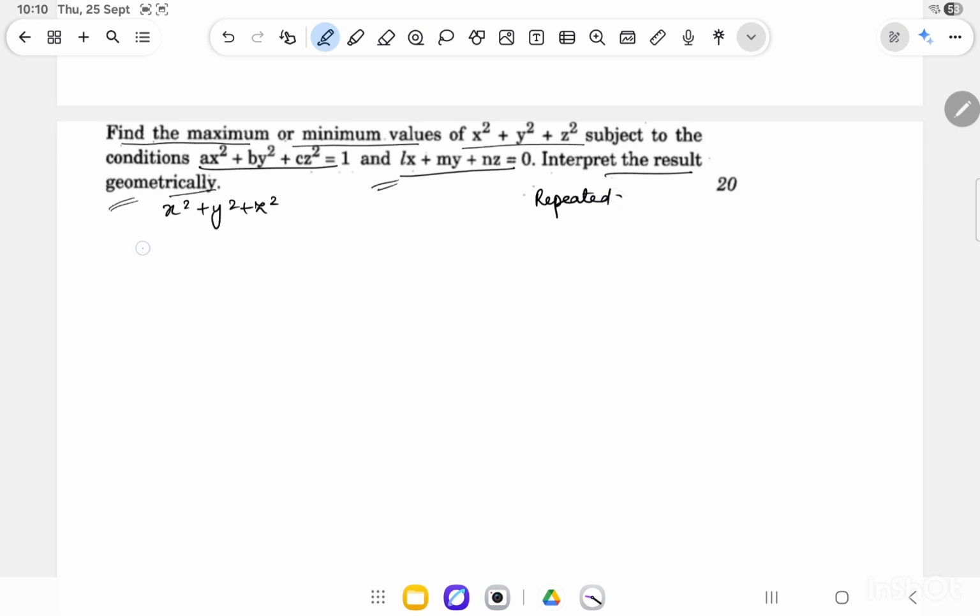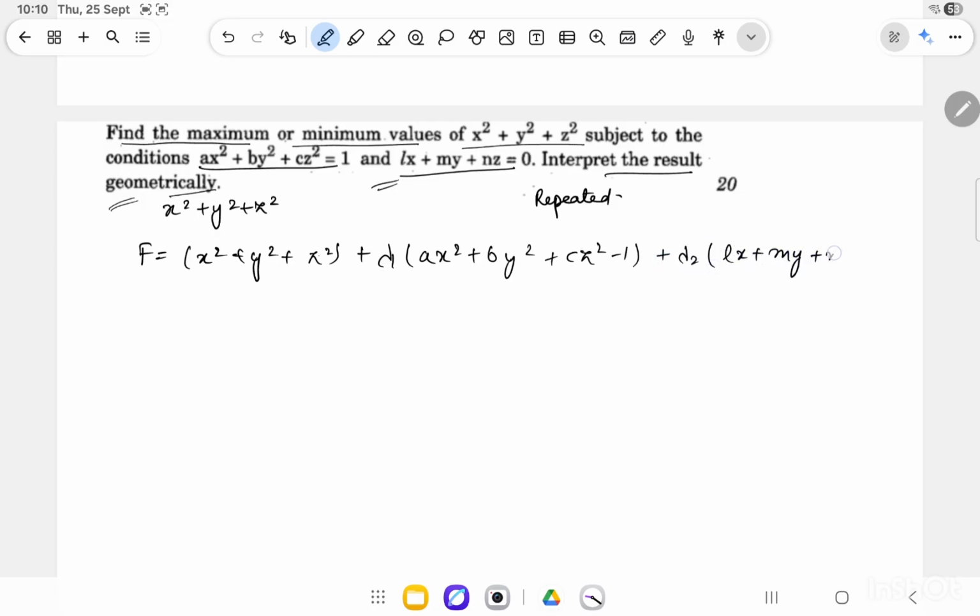So here our function f will be basically x square plus y square plus z square plus lambda 1 times (ax square plus by square plus cz square minus 1) plus lambda 2 into (lx plus my plus nz). So this is the function f, and we have seen that the geometrical interpretation will be basically the perpendicular distance from the origin to the tangent plane to the ellipsoid. Basically that's the geometrical interpretation.